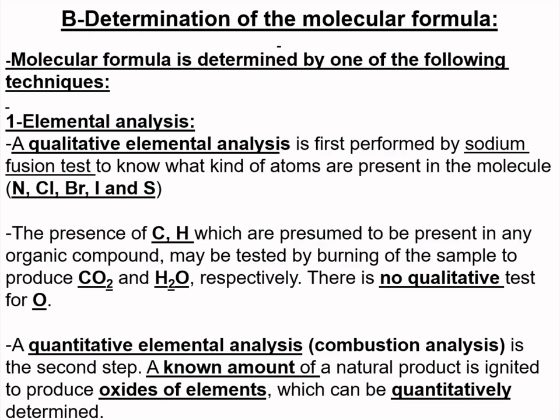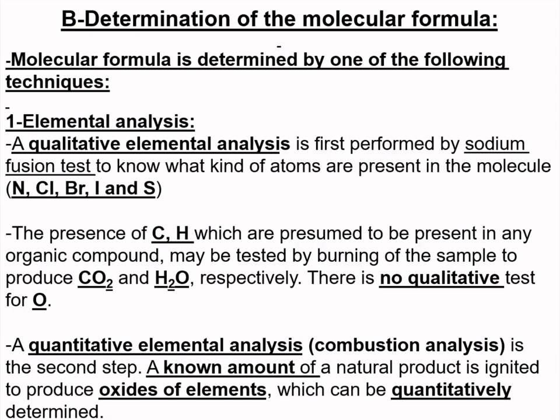In the elemental analysis procedure or combustion analysis, we first make a qualitative elemental analysis by the use of the sodium fusion test. This method detects the presence of nitrogen, halogens, and sulfur in the compound. Carbon and hydrogen are imperative to be present in any organic compound, and oxygen has no qualitative test. The second step is to perform a quantitative elemental analysis or combustion analysis.